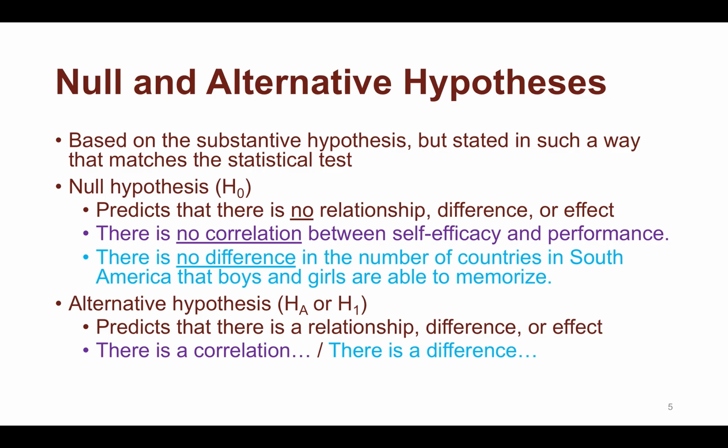Null and alternative hypotheses are statistical hypotheses. These are worded in such a way that matches the statistical test. So just a little bit of notation. The null hypothesis we sometimes refer to with the symbol H0, H sub 0. And this predicts that there is no relationship, difference, or effect.